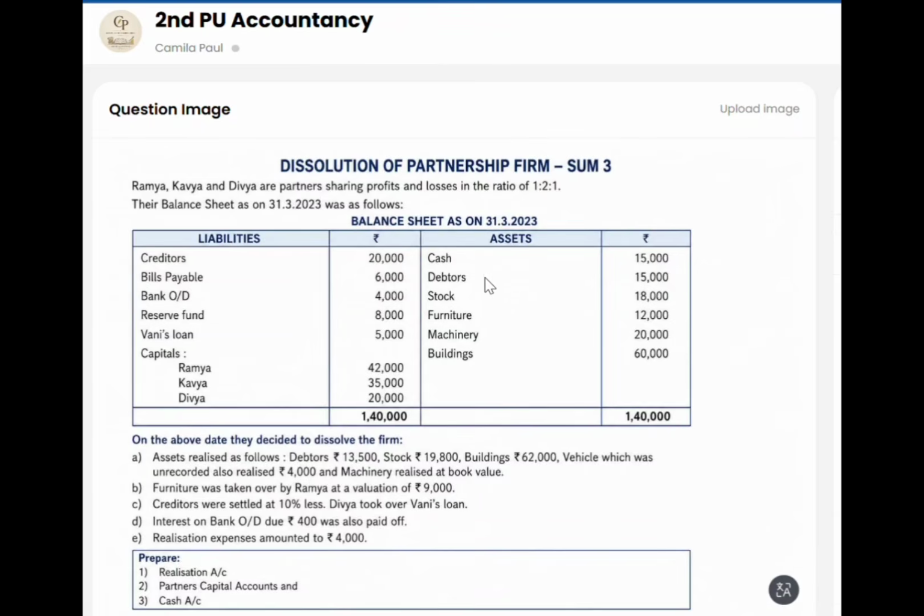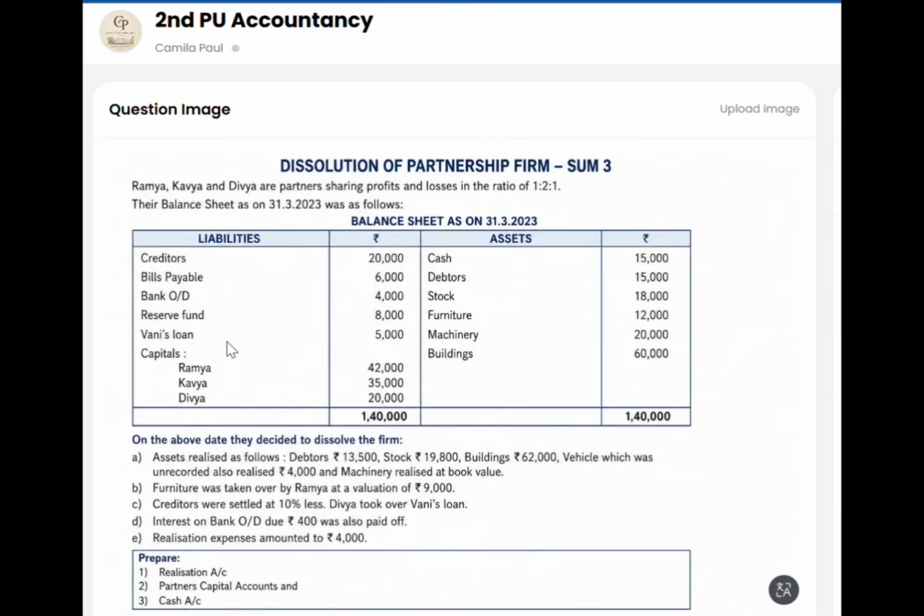Now from the balance sheet, the assets except cash and the external liabilities have to be closed. So the debtors, stock, furniture, machinery and buildings will be the assets that have to be closed, which will go to the debit side of the realization account, and these assets have to be either realized or taken over, which we will see in the adjustments.